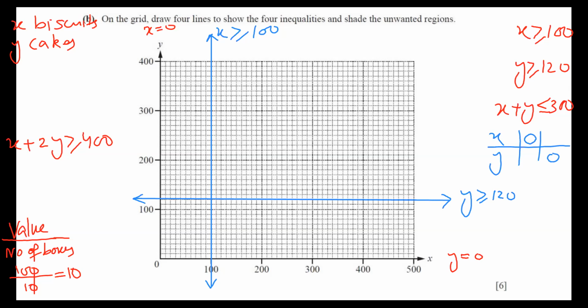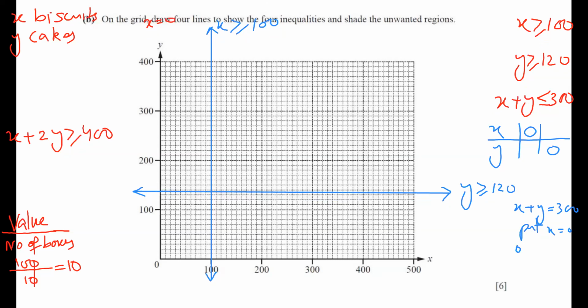So when I put x0 here, how do we work it out? For a while, I turn this inequality into an equation. I'm writing here: x plus y is equal to 300. When I put x equal to 0 here, what happens? 0 plus y.